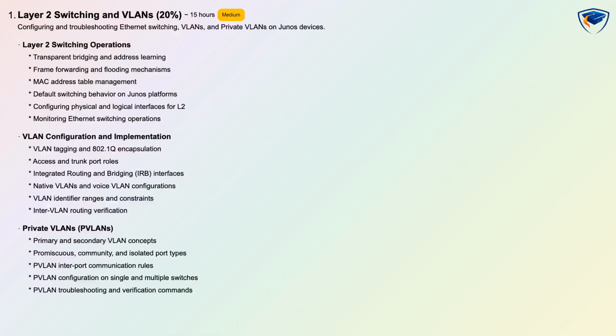You will learn transparent bridging and address learning, frame forwarding and flooding behavior, MAC address table management, and default switching behavior on Junos. You will also master VLAN tagging with 802.1Q, access and trunk port roles, IRB interfaces for inter-VLAN routing, native and voice VLAN handling, and private VLAN concepts including primary and secondary VLANs and promiscuous, community, and isolated port types along with verification and troubleshooting commands.